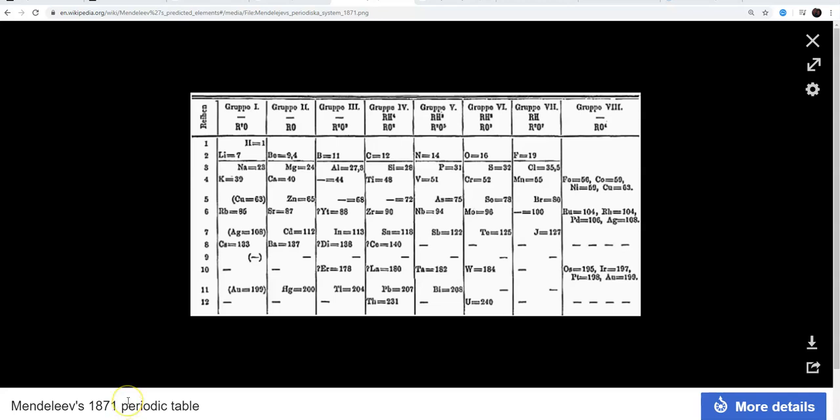So hey guys, hope you guys watched those videos and learned a little bit about Dmitry Mendeleev. Here we have Mendeleev's table.